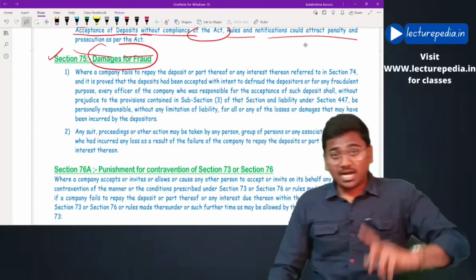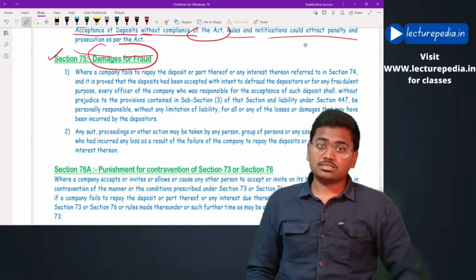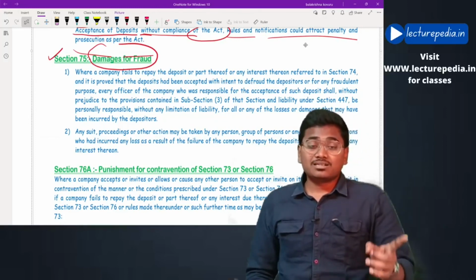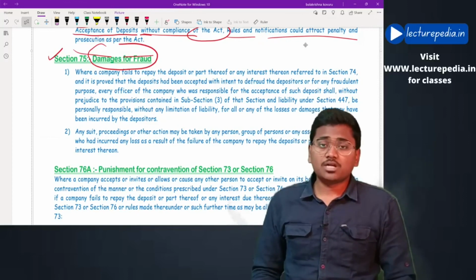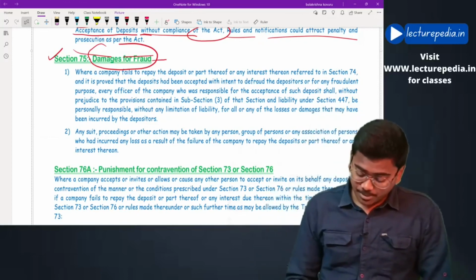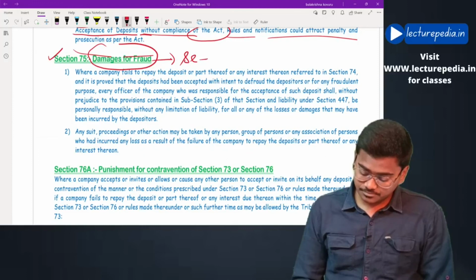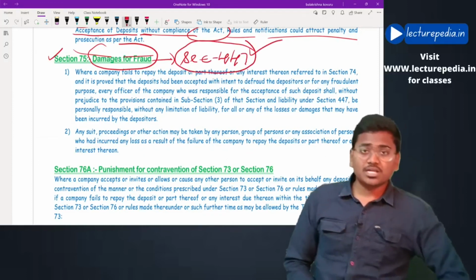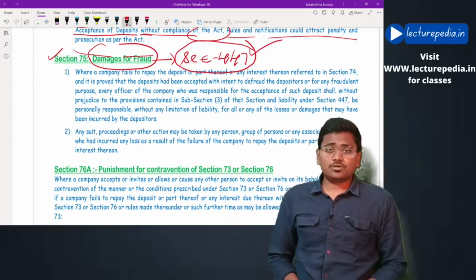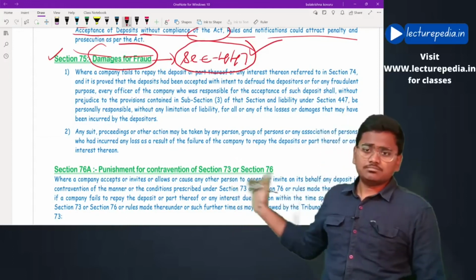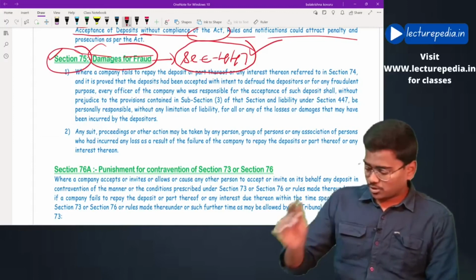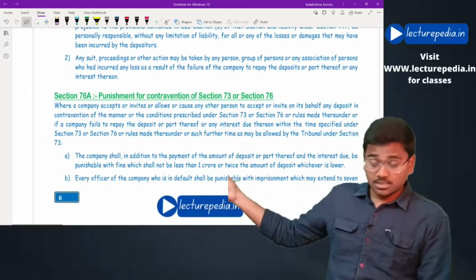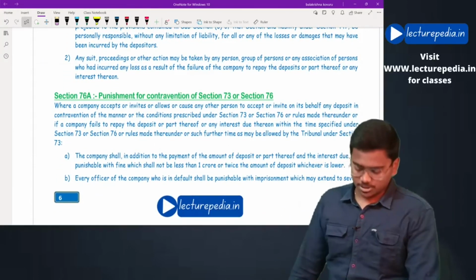Apart from imposing penalty as per section number 74, the directors and the officers and the company will be liable for punishment under section 447. Basically it deals with penalty in case of fraud. That is discussed in this section number 75. You can go through that. This is just a penalty provision, there will be nothing to be explained in that.